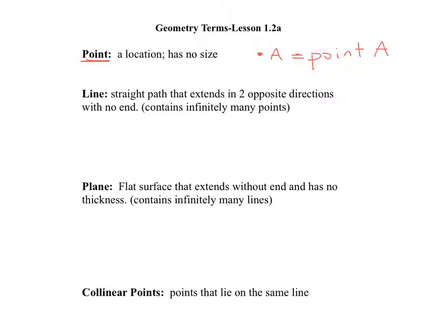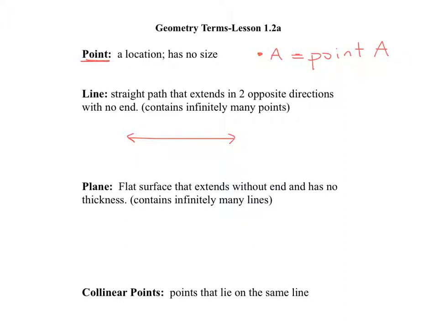A line is a straight path that extends in two opposite directions and has no end. So a line keeps going forever, and it's really hard to draw something that goes on forever, right? So that's why we put the arrows on the end of it. We do it like this. An arrow here, an arrow there. And it has infinitely many points on it. So every single part of red that you see right now, other than the arrows themselves, is a point. So it's just a slew of points all lined up that makes a line, okay?